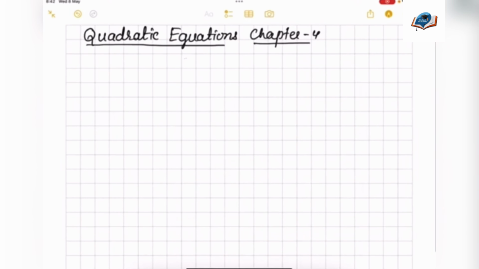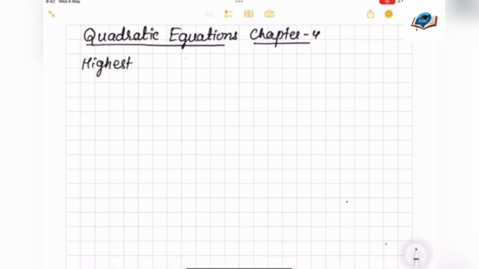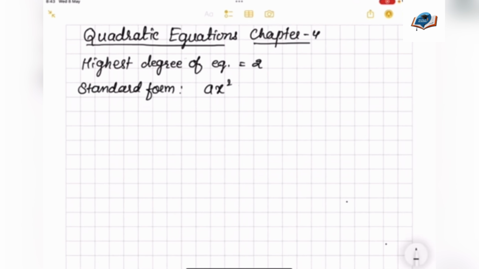Now let us start with the quadratic equation. Here we call it a quadratic polynomial when the highest degree of the polynomial is 2. The standard form of a quadratic equation or polynomial is ax square plus bx plus c equal to 0. It's an equation, that's why equal to 0 is shown.